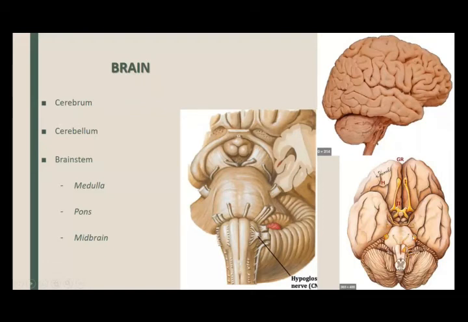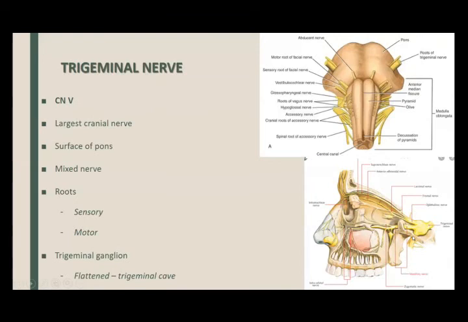Let's start with the fifth cranial nerve, or the trigeminal nerve. Beta, this is the largest cranial nerve. In the body it is the largest cranial nerve. It emerges from the surface of the pons, we have just discussed this. It is a mixed cranial nerve. The trigeminal nerve is a mixed cranial nerve. That means it has a sensory component and a motor component.